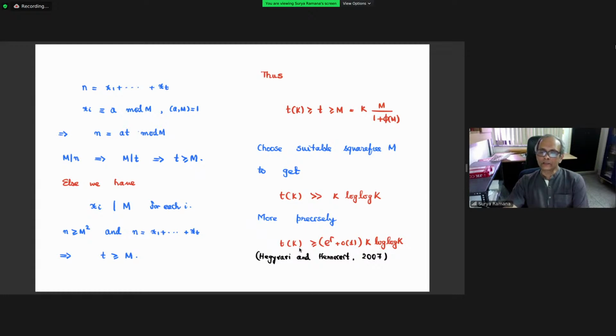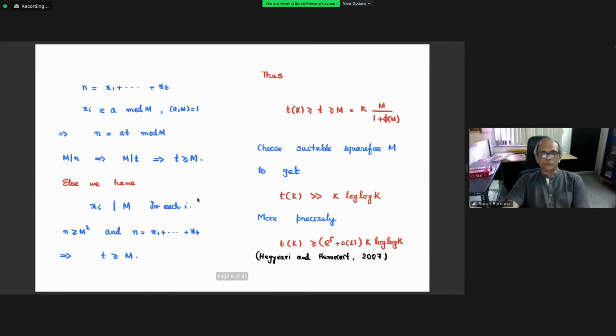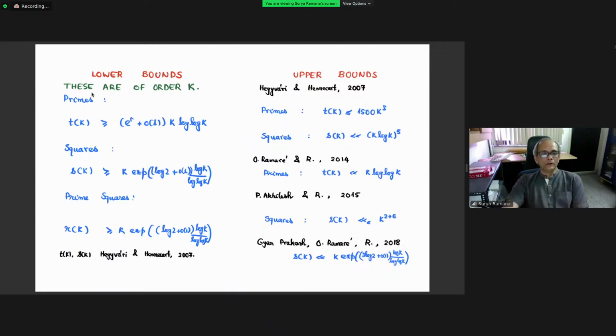Okay, so this is the lower bound for t_k. It's an obvious lower bound that comes out of simply partitioning the primes using an appropriate modulus. You can similarly get lower bounds for the analogous numbers. So let us just have these lower bounds. All these lower bounds are of order k. That's firstly the important thing to notice.